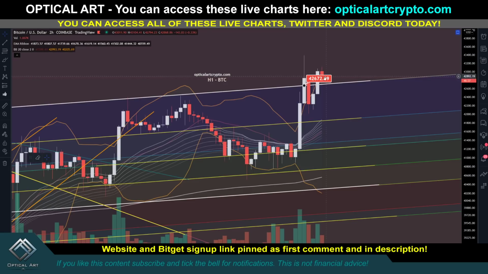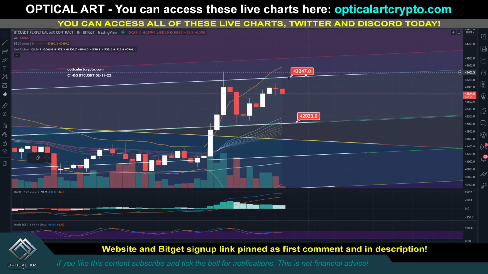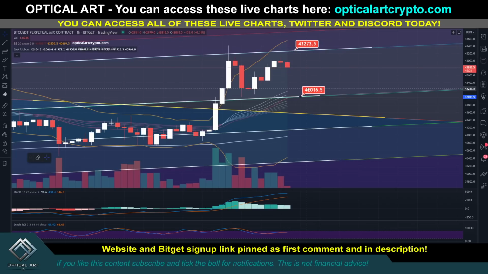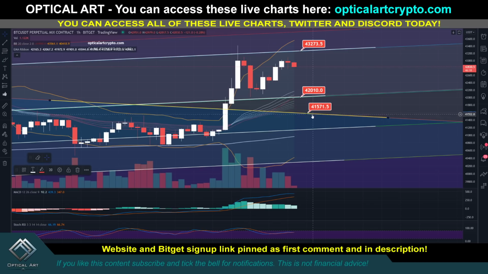This is the H1 chart. We already covered that. So this is the C1BG chart. See, we're coming down right now. Your current resistance is 42,272. Your current support, if you want to catch a bounce or go long, is 42,010. If we drop below that, the next point you would go long is right here at 41,571. The next point you would go long is 41,162.